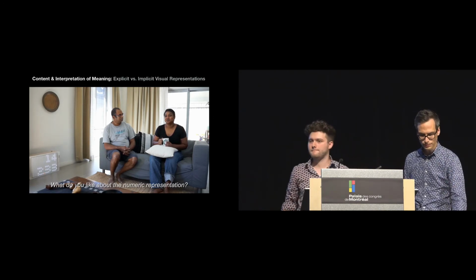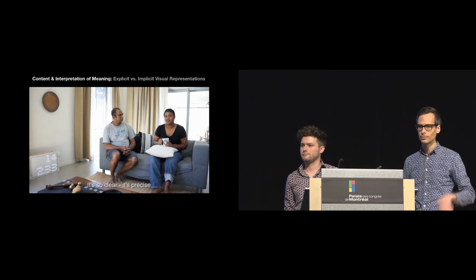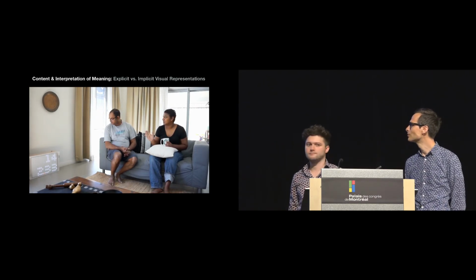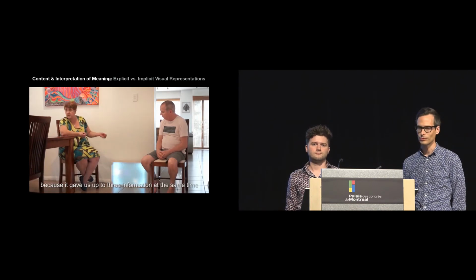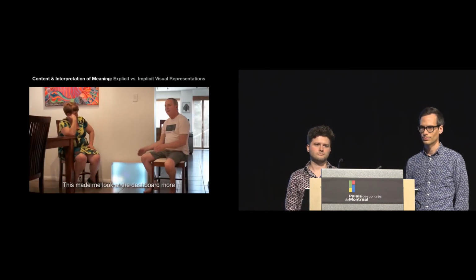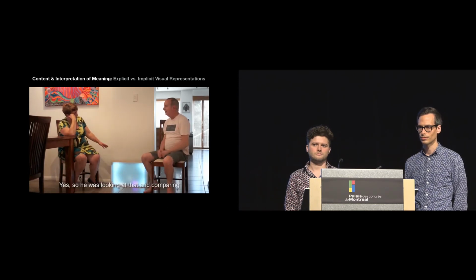What did you like about the numeric representation? Just so clear. I mean, it's so clear. Like, you know, precise. It's precise. Generally, we prefer this one. It gave us up to 3 pieces of information at the same time. And the speed was a really clear indication of how quickly things were moving and how strong the solar output was. Please maybe look at the dashboard more. Yes, so he was looking at that and comparing what he was seeing visually with the numerical.